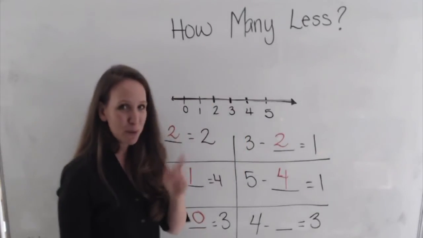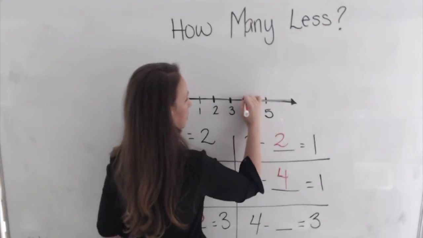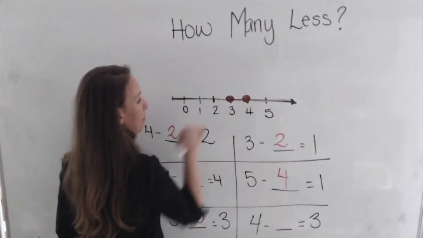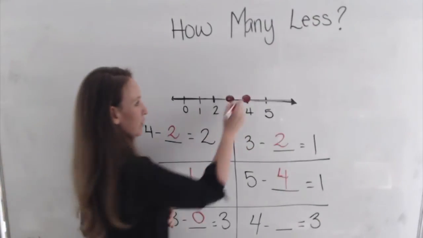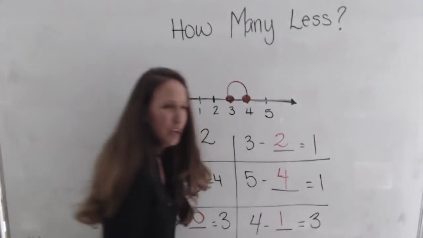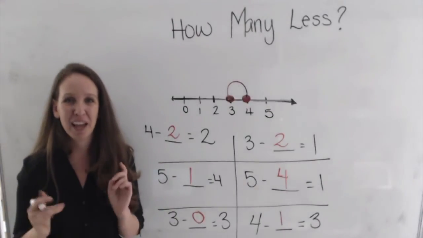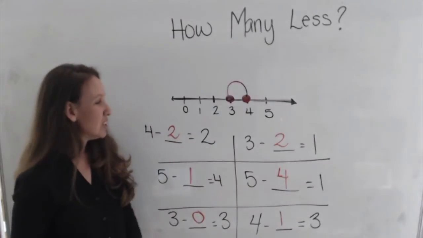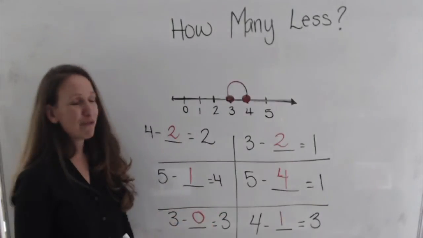And for my last problem, 4 minus what gives me 3? So how many humps do I need to draw to get from 4 to 3? So let's draw that. 1 hump. You want to hear something super cool? What you just did here is called algebra. It's what a lot of people learn when they're like teenagers. So great job, you guys. You just did algebra. I'm very proud of you.